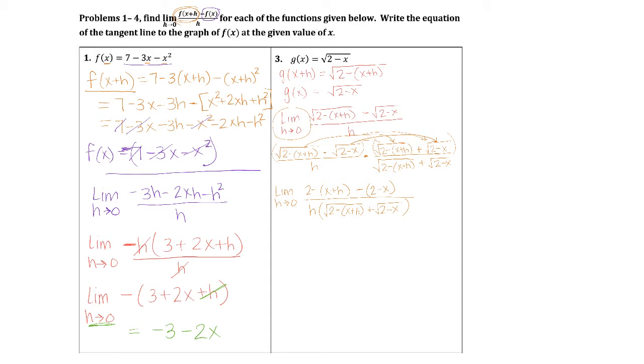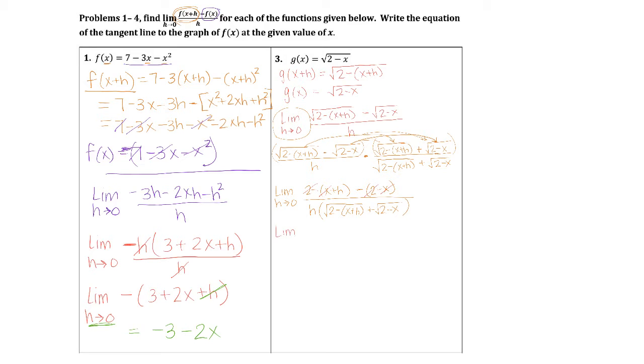I'm looking at the numerator. I need to see if I can get anything at all to cancel. And it looks like if I start distributing that negative, the 2's would cancel because I'm going to have a 2 minus 2. And then I'm going to have a negative x and a positive x. And then it looks like I'm going to have a negative h in the top.